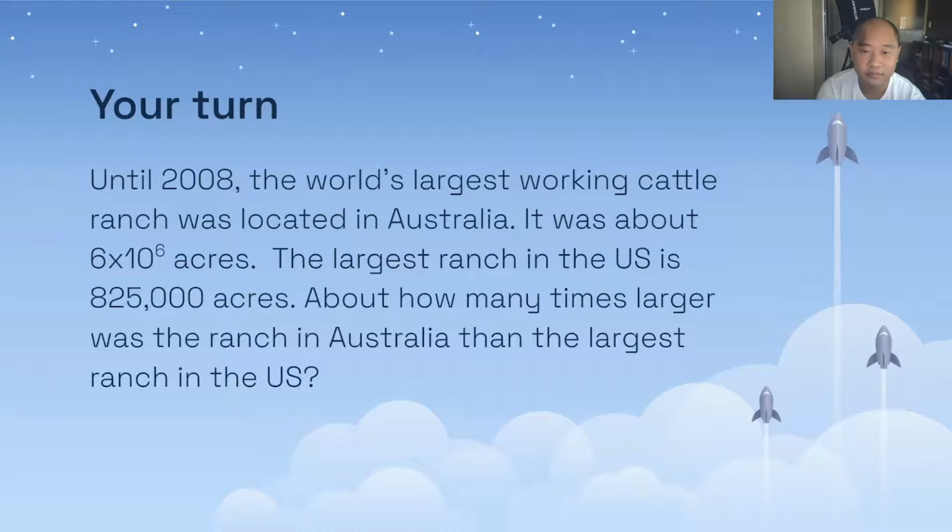Okay. Your turn. Until 2008, the world's largest working cattle ranch was located in Australia. A cattle ranch is just a place where they raise cows. It was about 6 times 10 to the 6th acres. And remember, acres is just a measuring word for the area of a piece of land. The largest ranch in the US is 825,000 acres. Here we go again. About how many times larger was a ranch in Australia than the largest ranch in the US?